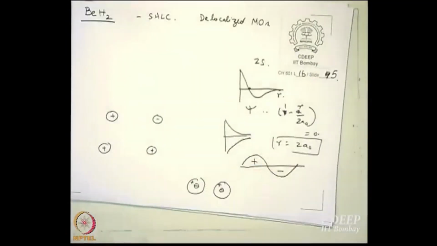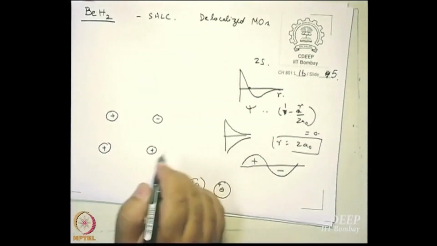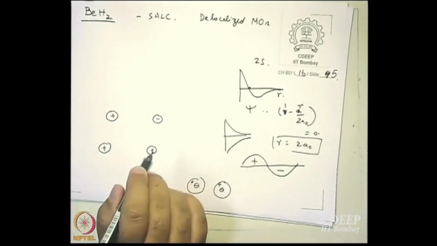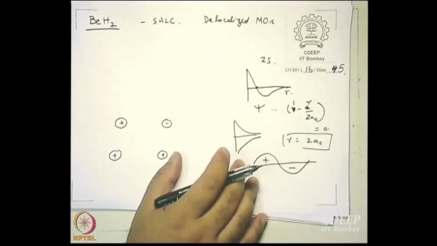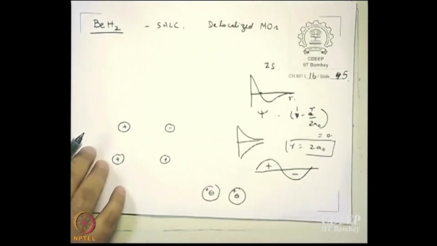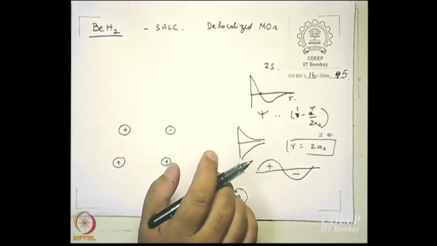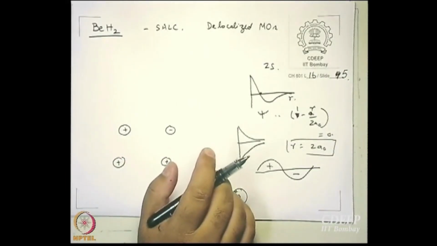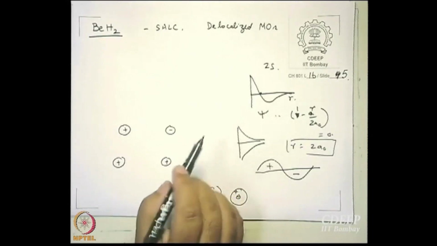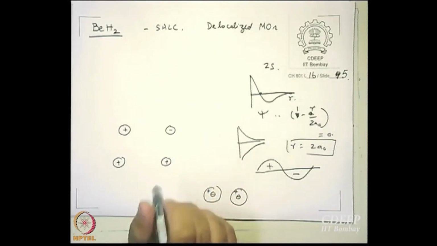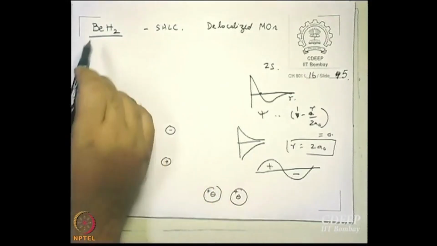Let's come back here. We are talking about BeH2, and we said that we can have two kinds of combinations of the 1s orbitals of the pendant hydrogen atoms, right? Now, what are the AOs that have the right symmetry to combine with these SALCs? What are the atomic orbitals of beryllium?